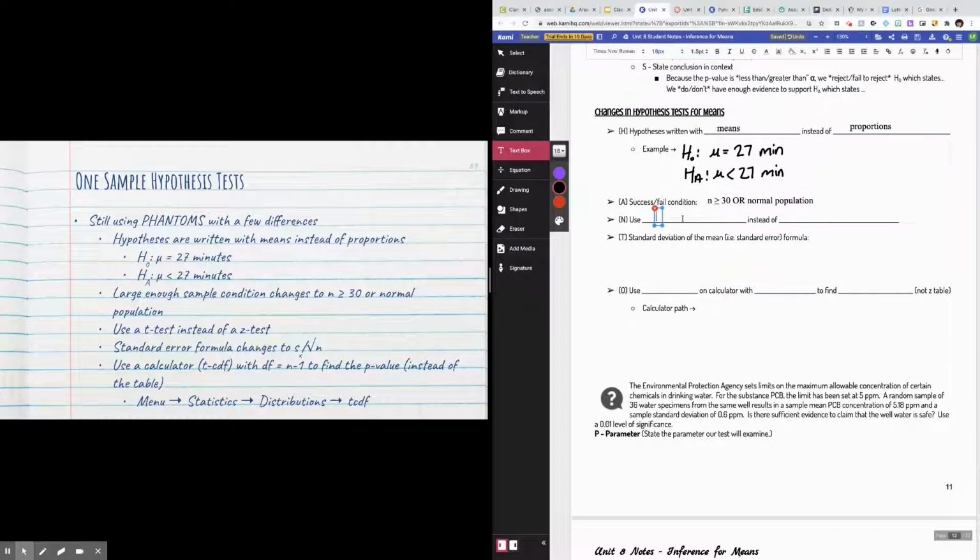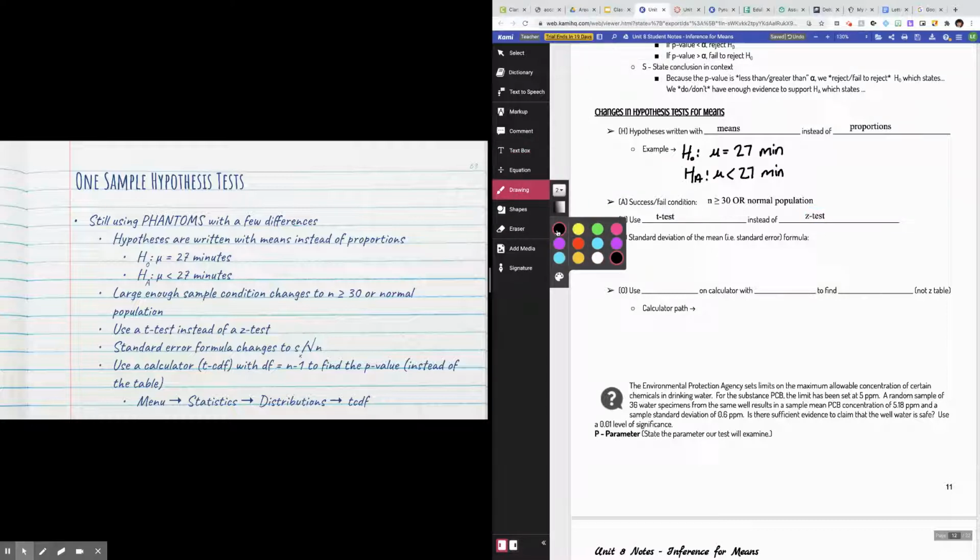The next thing that occurs that's a little bit different is at the name the test step. Here, because we're dealing with means, you're going to use a t-test instead of a z-test, which again, I'm hoping you were expecting a little bit, because this is also what happened when we dealt with confidence intervals for means, right? We were using t intervals instead of z intervals. T goes with means and z goes with proportions.